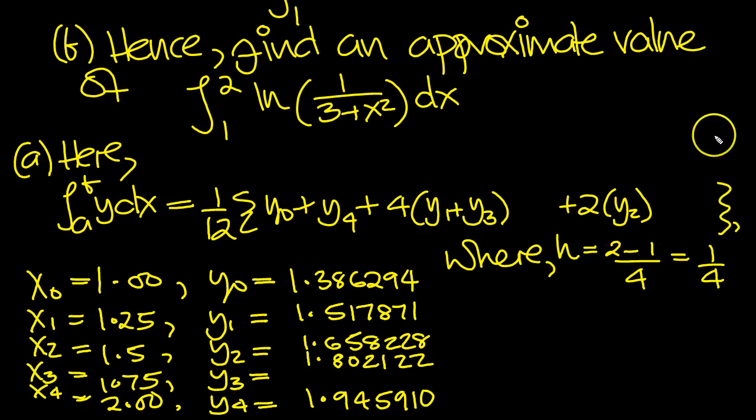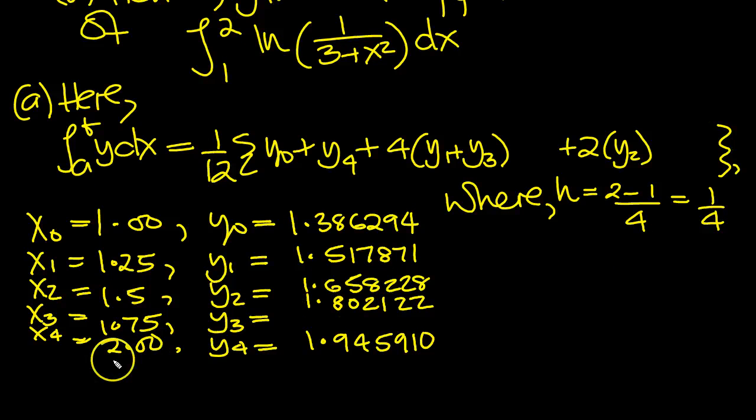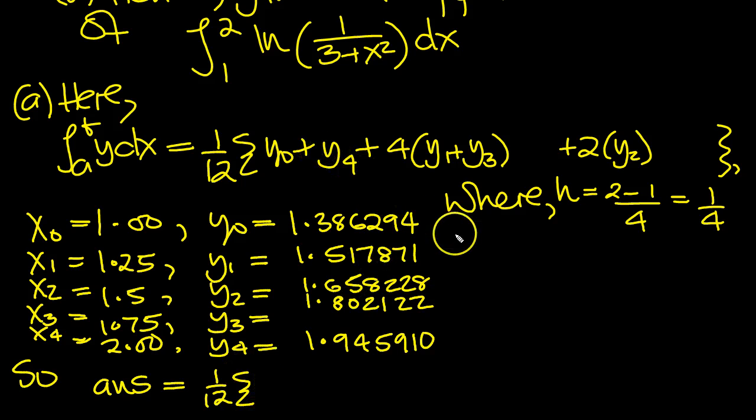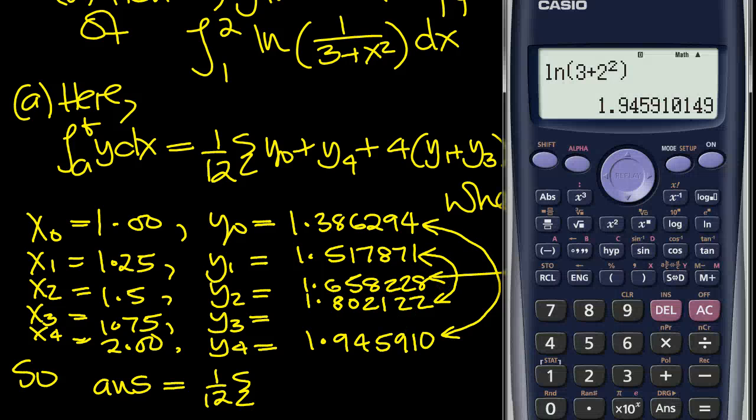So there's all our numbers then, so we can do the calculations. The answer is equal to 1/12, and then we've got the first and the last, y0 plus y4, plus 4 lots of y1 and y3, which are these two, and then plus 2 lots of y2, which is this one. So that's what we're going to tap in the calculator.